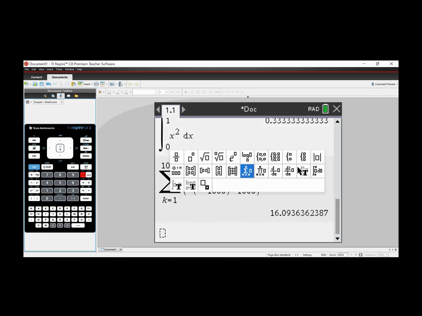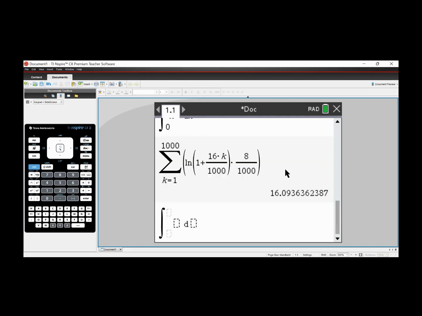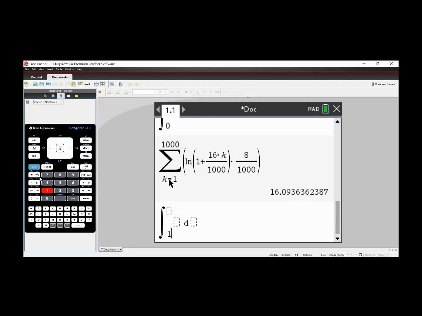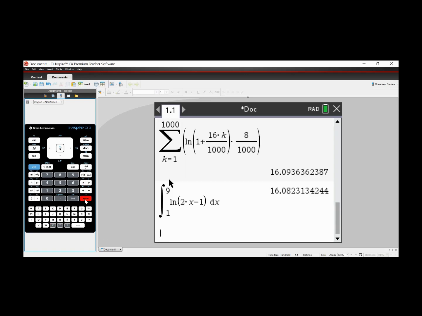So we use our template key again. Here's our definite integral, which we said went from 1 tab to 9 tab. Our function was control to get the natural log of 2x minus 1 tab and make that dx. Hit enter, and there we go, 16.0823. Those are pretty darn close considering we're just picking a fairly large number and not letting n go to infinity.